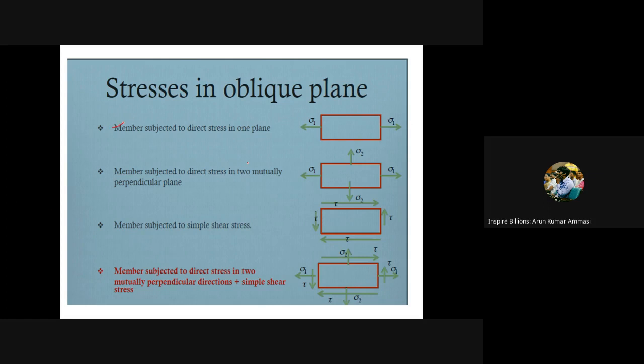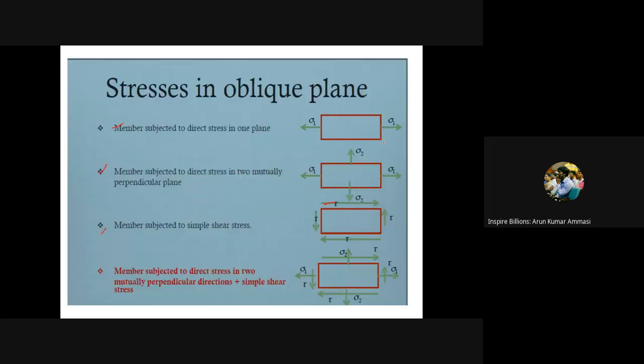The first one is a member subjected to direct stresses in only one plane. Here you could see sigma 1 is acting only in one plane. Case 2 is when the member is subjected to direct stress in mutually perpendicular planes; you could see both in X and Y, both positive and negative direction. The third one is a member subjected to simple shear stresses. There is no normal stress, but you could see shear stress tau. And the last case is a combination of all the above: direct stress in one plane, direct stress in mutually perpendicular planes, along with simple shear stresses in all four directions. How do we calculate the values of stresses?